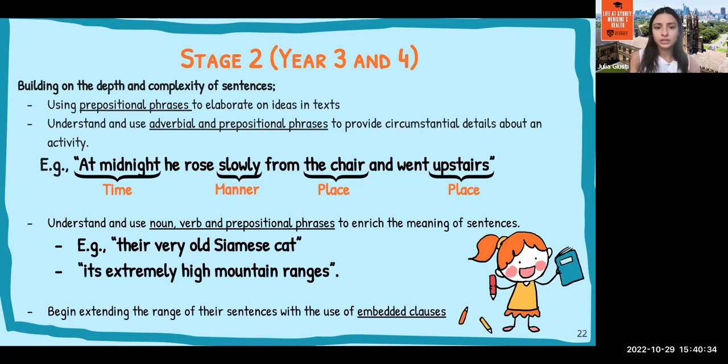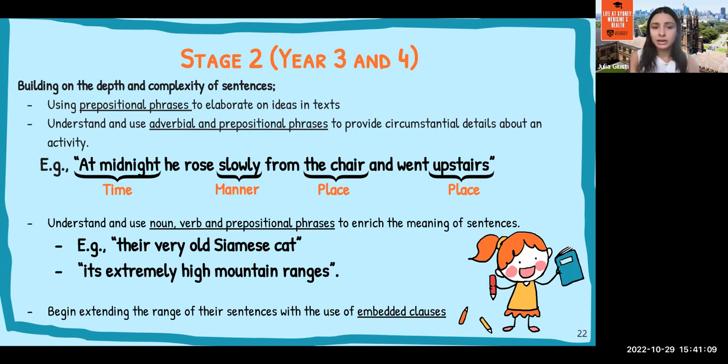So moving into stage 2 or years 3 and 4 at school. Generally, students at this stage should be building on their use of complex sentences. They should understand how to elaborate on ideas in text through the use of prepositional phrases. They should understand how adverbial phrases and prepositional phrases work in different ways to provide circumstantial details about an activity. For example, in the sentence, at midnight, he rose slowly from the chair and went upstairs, adverbial phrases of time, manner, and place are used here to provide further information and detail about the action.